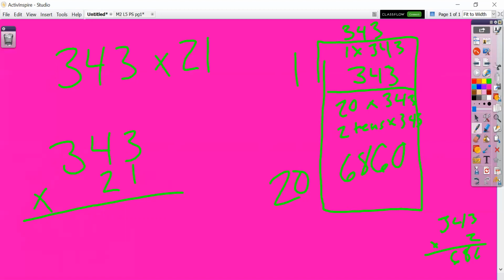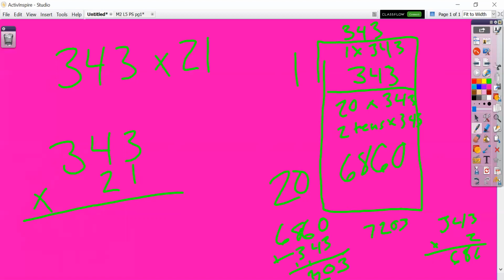Oh, Mr. Briggs, you said we were going to do this all at the... I messed up. I said that we're going to do it step by step, and I didn't. Now we have done the whole area model. Stack it and add it. I guess we'll do it on the next one. I have 7,203. I hope that's right.